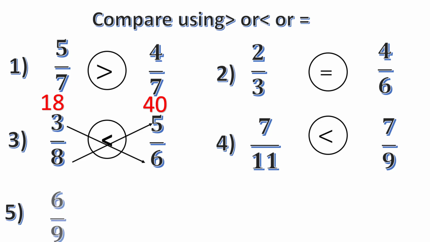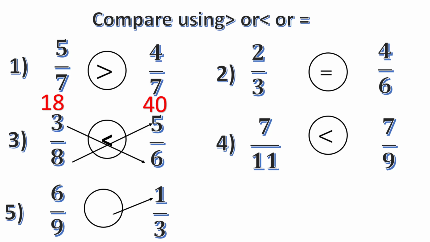Number 5. 6 over 9 and 1 over 3. How can we compare between them? Just cross multiplication. 9 times 1 equals 9. At the left, 6 times 3 equals 18. What is the relation between 18 and 9? 18 is double 9, by the way, so write greater than. So 6 over 9 is greater than 1 over 3.